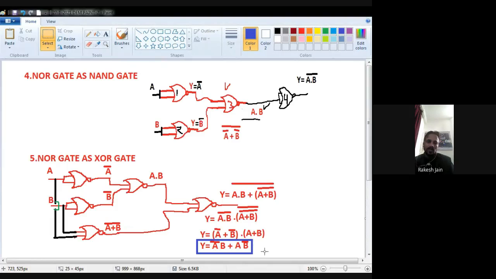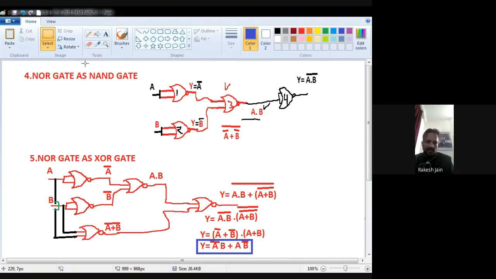Then the final fourth NOR gate I use as a NOT gate. So the output is just the complement of the input. Input is A dot B, so output is A dot B bar. So with the help of 4 NOR gates I realize a NAND gate with the help of a NOR gate. Now see the fifth one, NOR gate as a XOR gate.